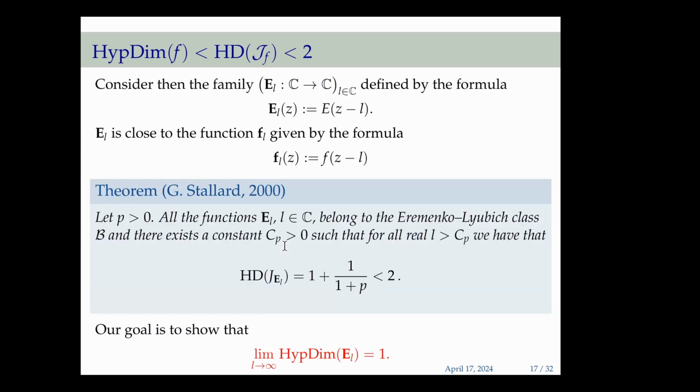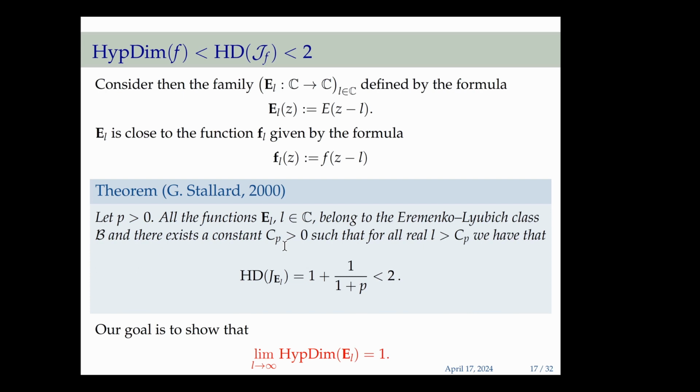So for this we consider the families of functions where you shift the function e of z and you shift the function f, and then Guinev proved in 2000 that all these functions for L belonging to C are in the Eremenko-Lyubich class B, and moreover, if L is large enough, depending on p, then the Hausdorff dimension of the Julia set of the function e_L is given by such a simple algebraic formula, 1 plus 1 over 1 plus p, and this number is smaller than 2.